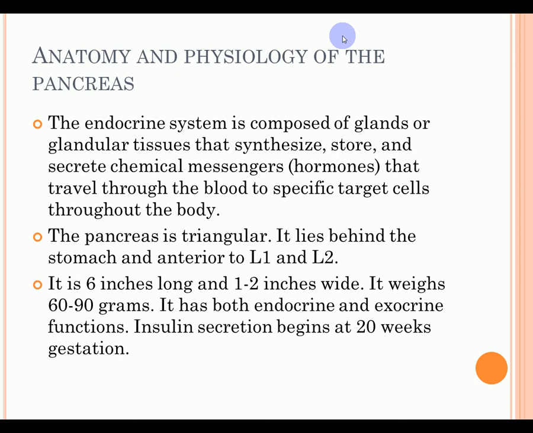The pancreas itself is triangular. It lies behind the stomach and is anterior to L1 and L2. It's only about 6 inches long and 1 to 2 inches wide. Weighs about 60 to 90 grams. Even though it's small, it's potent. It has a lot of things that can go wrong if something goes wrong with the pancreas. It has both endocrine and exocrine functions, and insulin secretion begins early, in fact, around 20 weeks gestation.